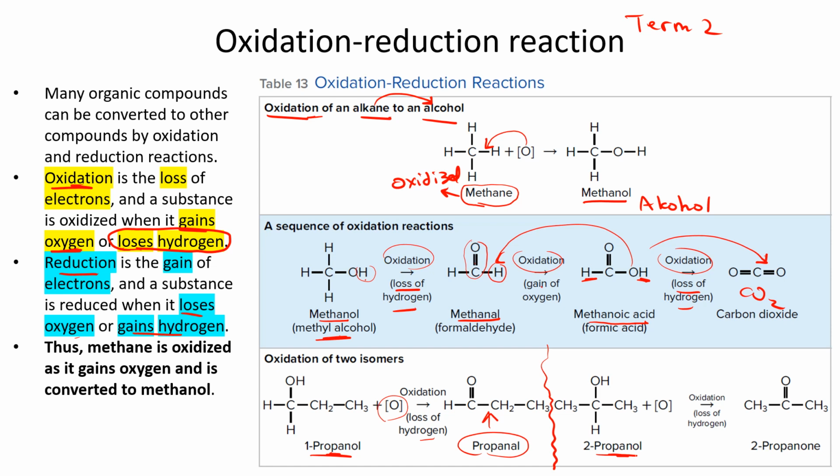Now, if 2-propanol is oxidized and loses hydrogen at the same time, you get a ketone. Okay, 2-propanol. The difference is only that this is 1-propanol and this is 2-propanol, but they went through the same reaction. One produced aldehyde and one produced ketone. So you need to know this table and understand it the way we explained it here, okay?